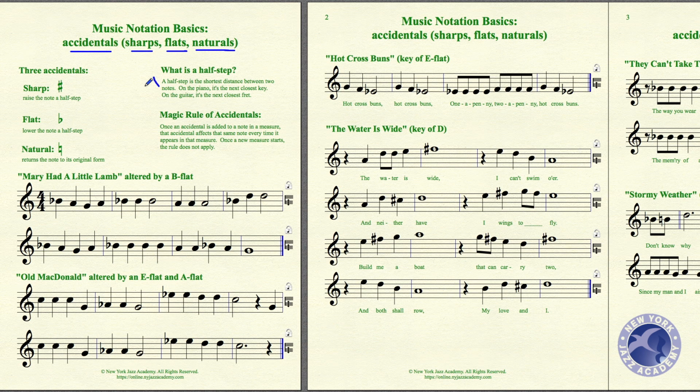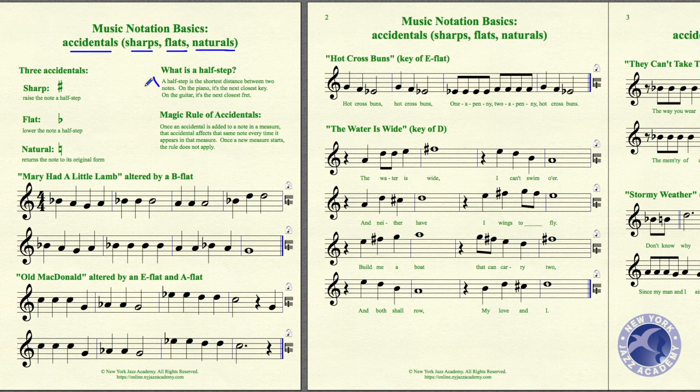Basically, if you start, for instance, on the note B, and if you have a piano nearby or a keyboard, you could find the B. If you move up to the next closest key, the next closest key happens to be C. So that's up a half step.